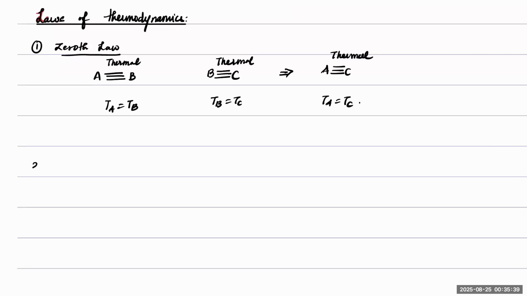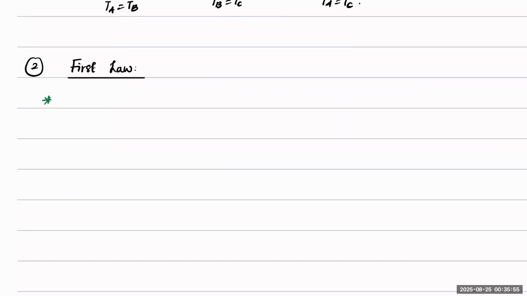Then we learned about the first law. The first law is referred to in many different forms. It is basically the energy conservation principle. We are trying to point out that energy is conserved. It is neither created nor destroyed. It might be transferring from one form to another form. That's it.